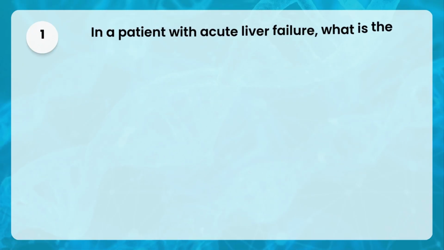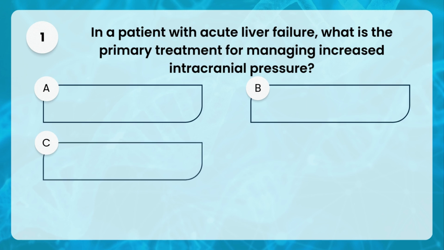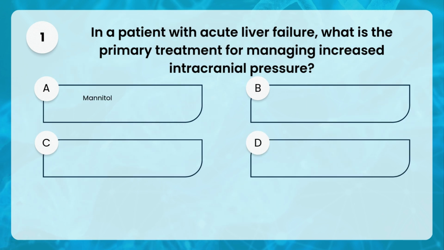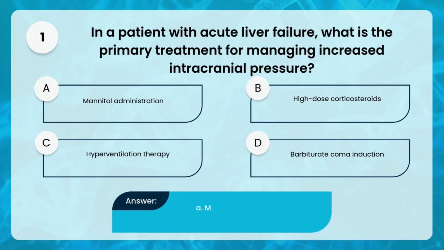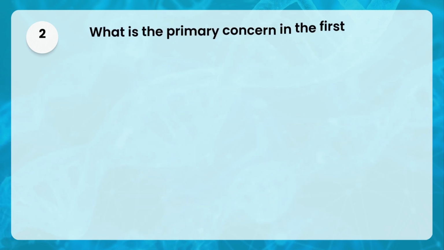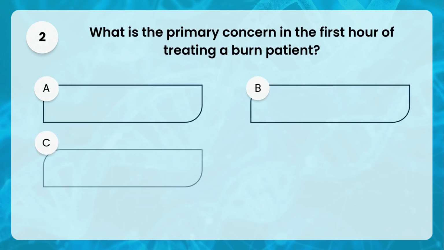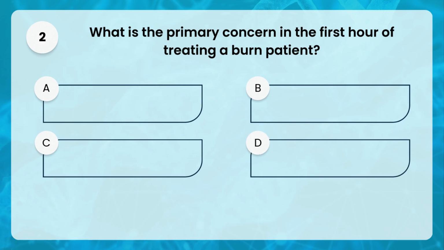Number 1. In a patient with acute liver failure, what is the primary treatment for managing increased intracranial pressure? A. Mannitol administration. B. High-dose corticosteroids. C. Hyperventilation therapy. Or D. Barbiturate coma induction. The answer is A. Mannitol administration.